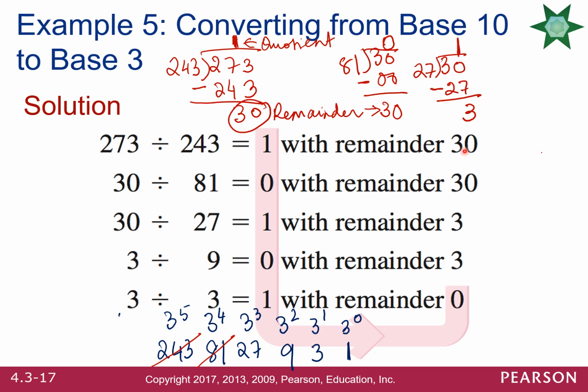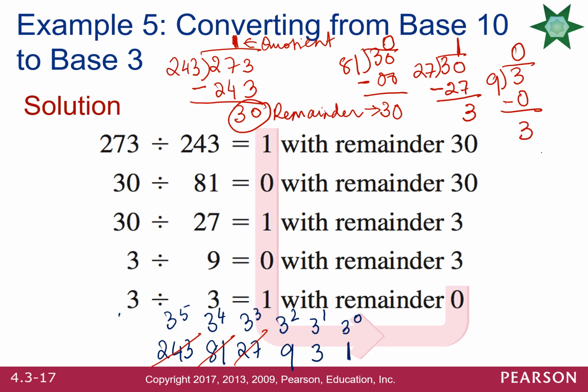All right, but we have to keep dividing. 3 now has to be divided by the next positional value. We are done with 27. The next positional value is 9. So we have to divide this 3 by 9. Let's do that. 9 goes into 3 0 times, right? So 9 times 0 is 0, and subtract, and we are left with 3.